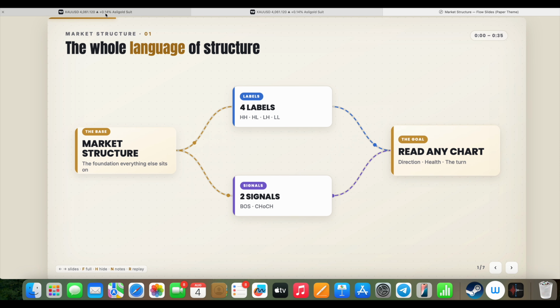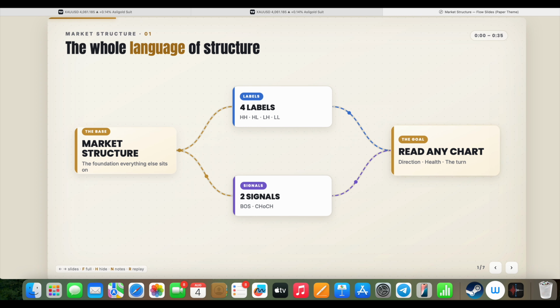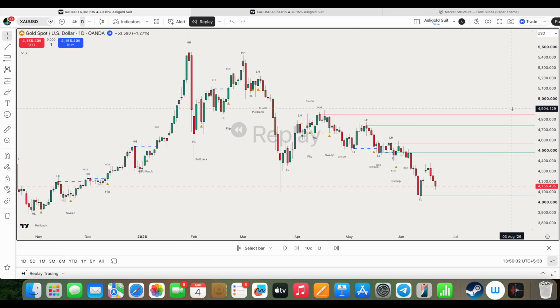Before you look at any indicator, before you draw a single trend line, you have to be able to read market structure. It is the foundation and everything else moves around it. And it is not that complicated. By the end of this video, when you look at any chart, you are going to remember three simple things: which way the trend is going, whether it is still strong, and the exact moment it might be turning.